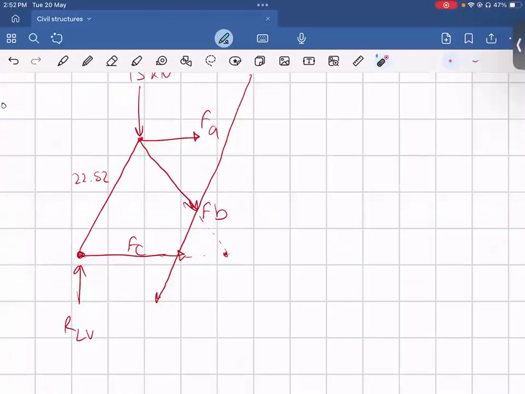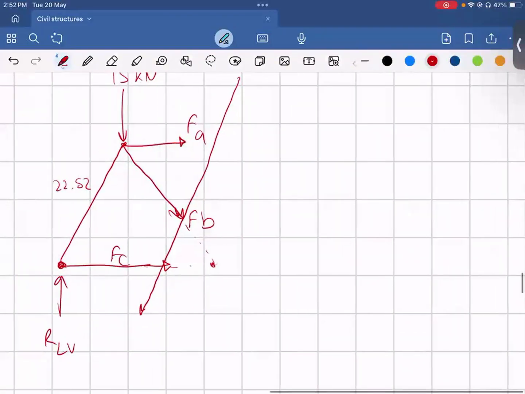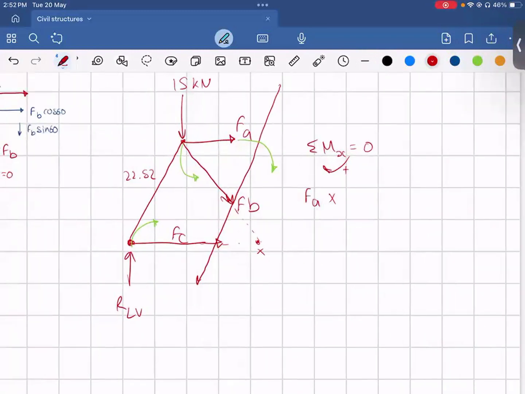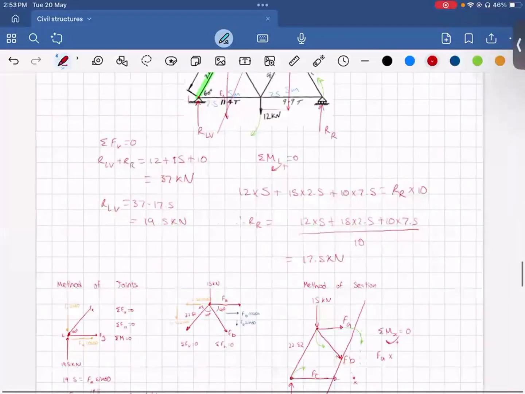So simply, to determine what FA will be, let's call this point X. We take moments about point X, and obviously the equilibrium of moments about that point will equal to 0 in a clockwise direction. Then again, best to draw your circles. So FA is going to go clockwise. 15 kilonewtons is going to go anti-clockwise. RLV is going to go clockwise. So now we can write our equation as FA times, again, this perpendicular height, which is going to be D1. Let's just call it D1.